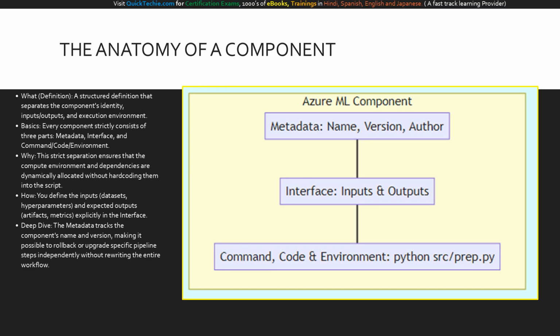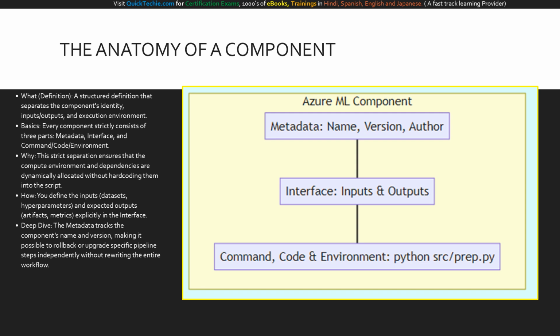To effectively build a component, you must understand its anatomy. An Azure Machine Learning component strictly consists of three core parts. First is the metadata, which includes the component's name and version. This is vital for source control and tracking. Second is the interface, which explicitly defines the expected input parameters like your raw dataset or a specific hyperparameter and the expected outputs, such as evaluation metrics or the trained model artifacts. The third part is the command, code, and environment, which dictates exactly how to run your script and what computing dependencies are required. By separating these elements, your Python logic remains clean, and the Azure platform handles the complex provisioning of environments and data routing.